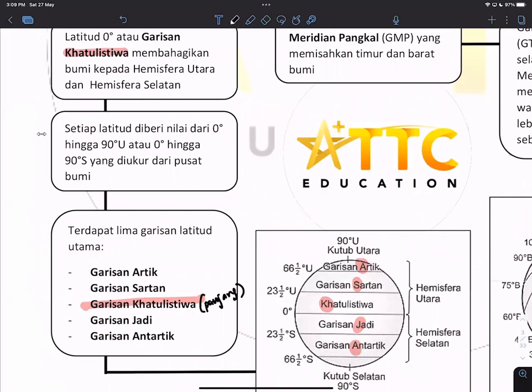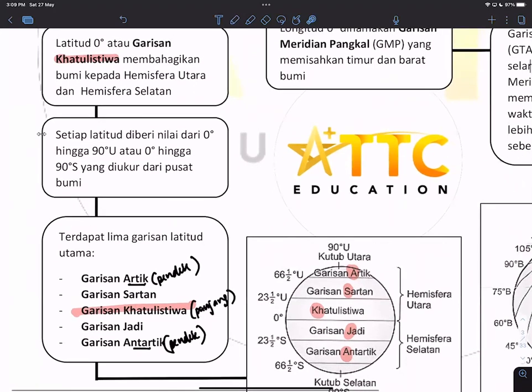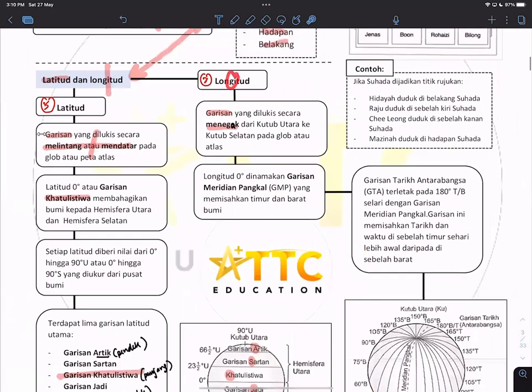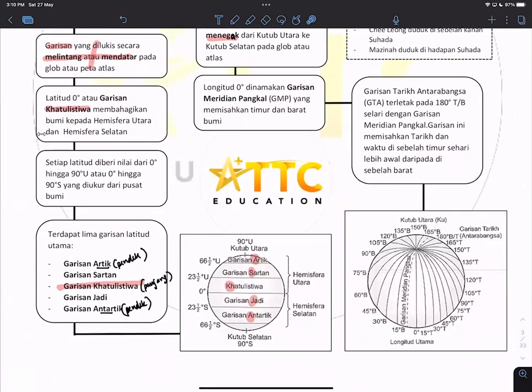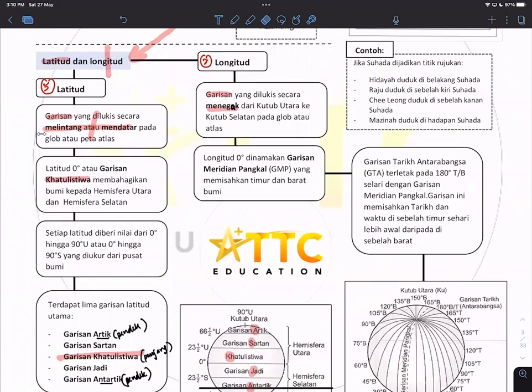So which latitude line is paling pendek? Pendek will be Arctic and Antarctic. So these two are paling pendek. Okay, so remember, latitude is one full circle, but longitude is just half circle, half hemisphere. So which means from Kutub Utara until Kutub Selatan only. Kutub Utara, Kutub Selatan. So which means half.